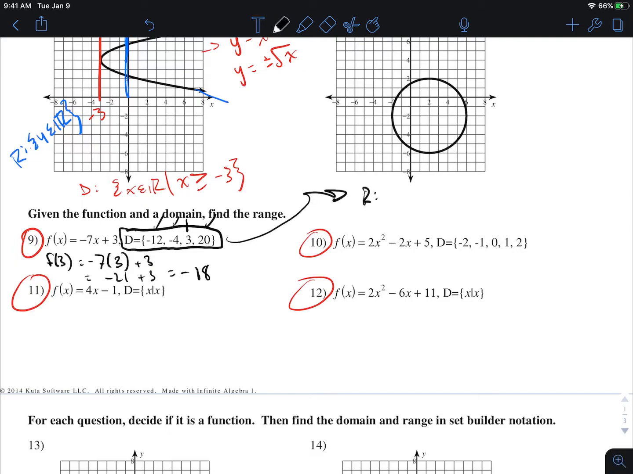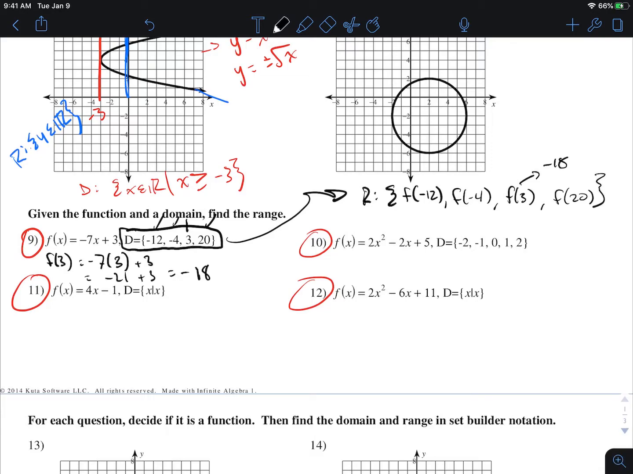So the range would be, it would just have the number from -12, right? So I'll list it. This is what I like about function notation, right? I can write this and we all kind of know what it means. I don't need to actually do it, right? And then it's going to be f at -4, and then f at 3, which was -18, right? And then f at 20. Let's give you your range.